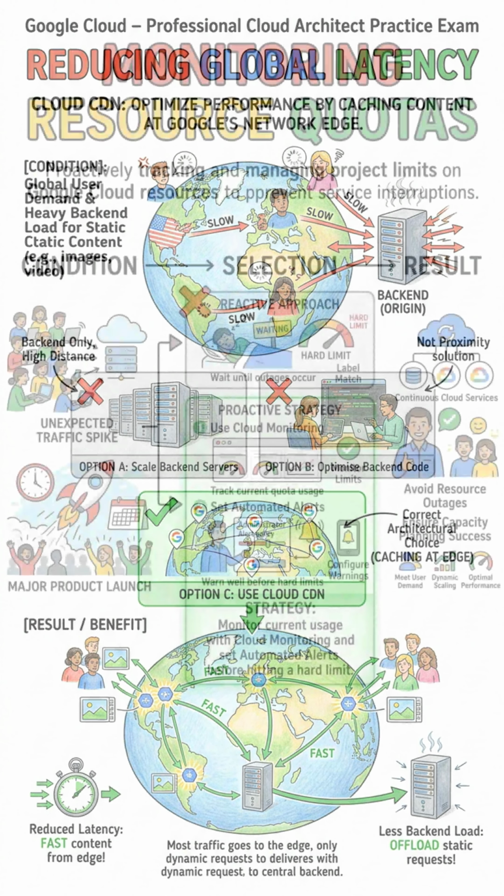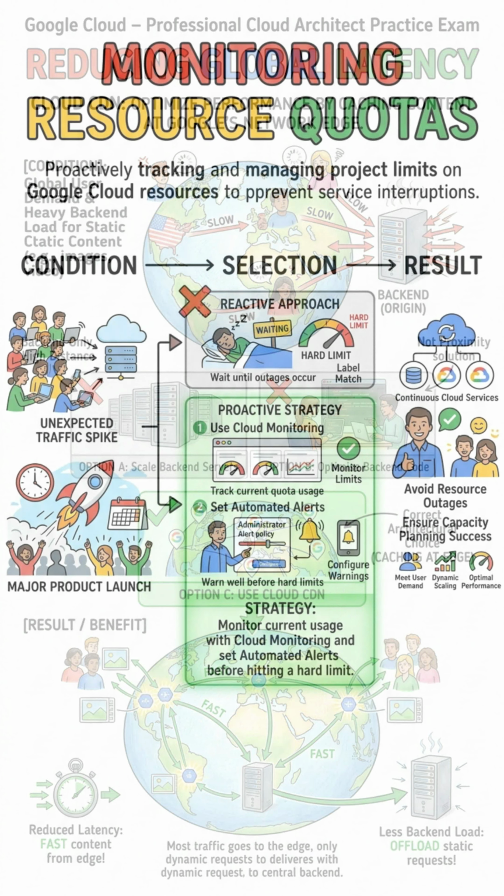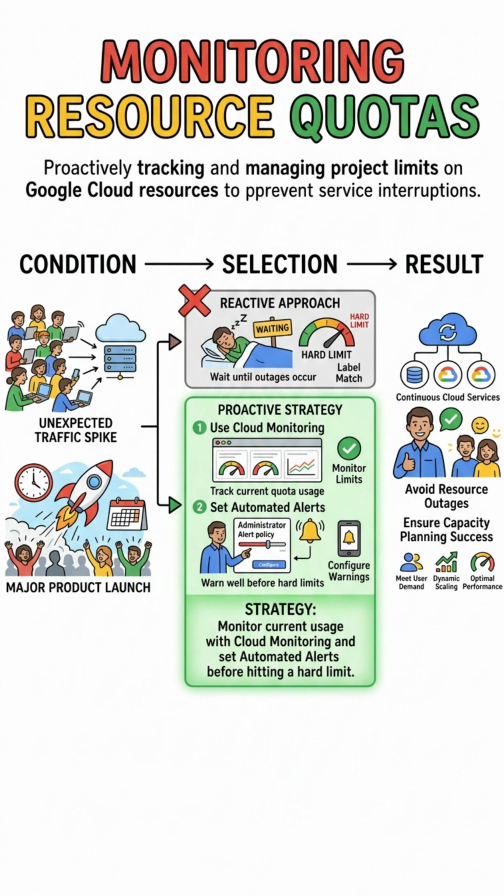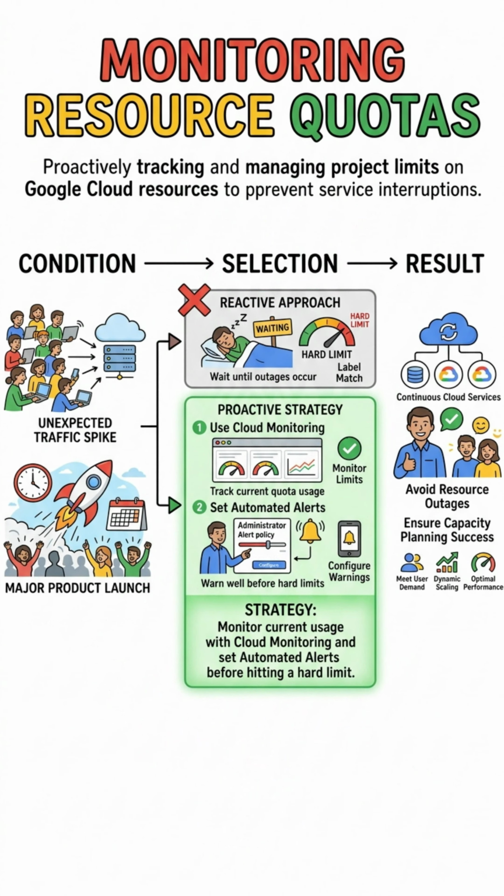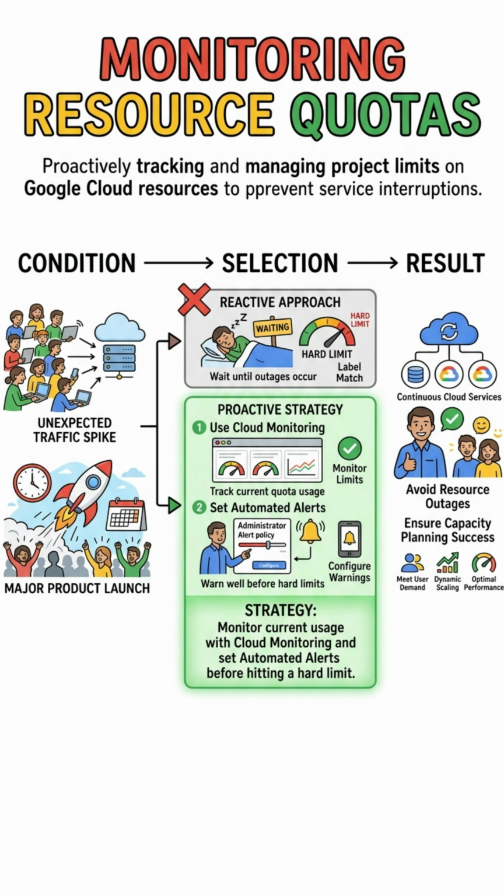Capacity planning ensures you never run out of critical resources during unexpected traffic spikes or major product launches. Since Google enforces quotas on the total number of resources you can deploy, you must monitor your quota usage proactively to avoid outages. The correct exam strategy is to use Cloud Monitoring to track your current quota limits and set automated alerts to notify administrators well before you actually hit a hard limit.